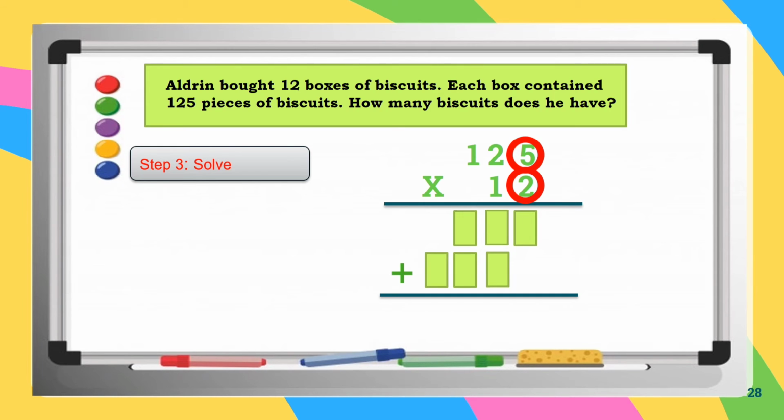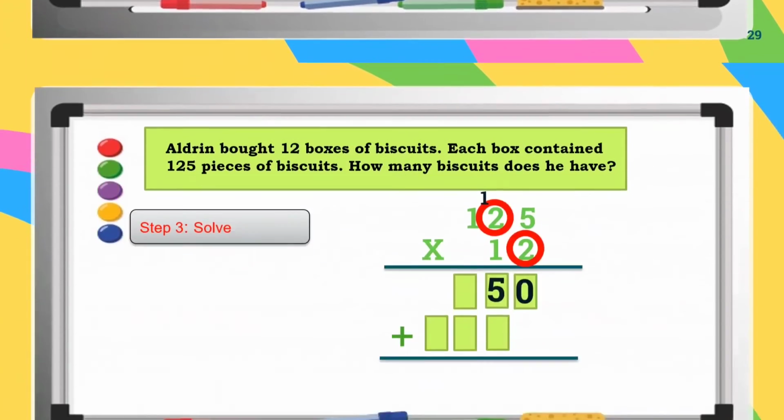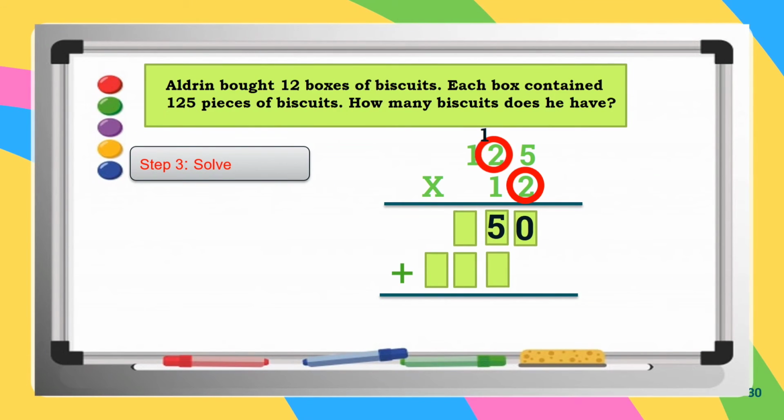So 2 times 5 is equal to 10. Carry 1. So 2 times 2 is equal to 4. Plus 1 is equal to 5. Next is 2 times 1. 2 times 1 is equal to 2. Therefore, our first partial product is 250.